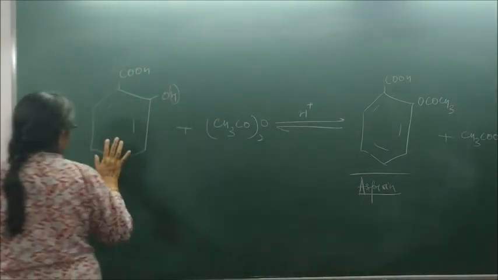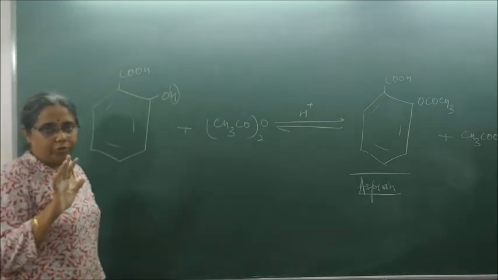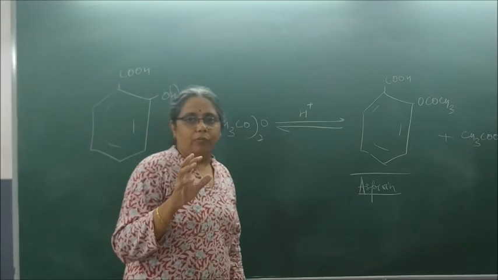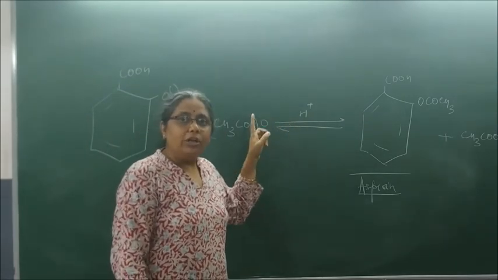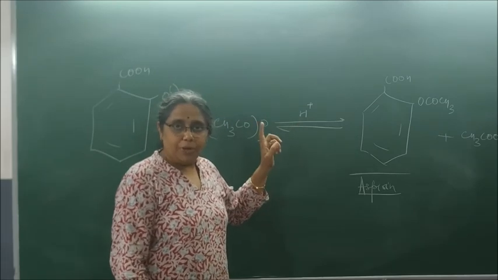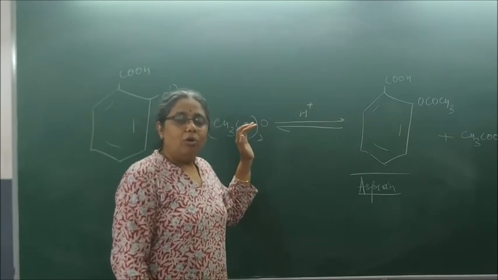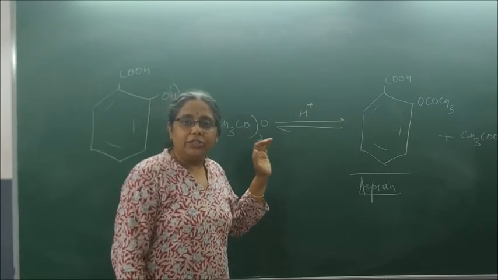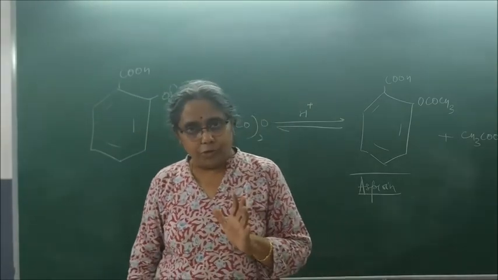This is all about esterification. In esterification, you have to remember, when you react alcohol with acid, there should be a presence of H plus. When alcohol is reacted with acetic anhydride, there has to be a presence of H plus. But when alcohol is reacted with acetyl chloride or acyl chloride, the reaction has to be done in the presence of pyridine. This is for today.